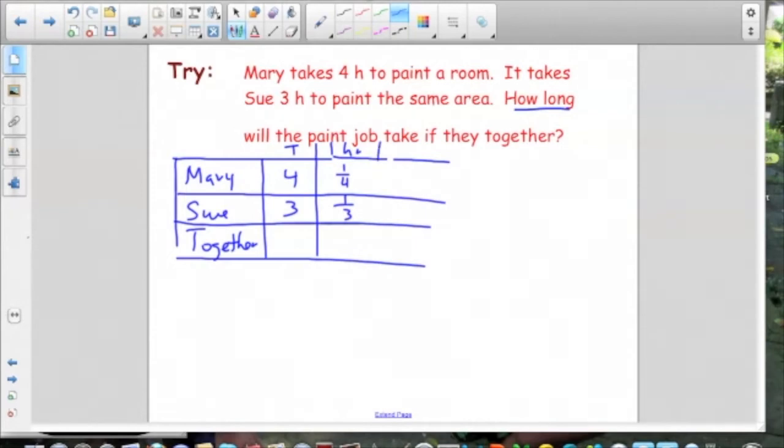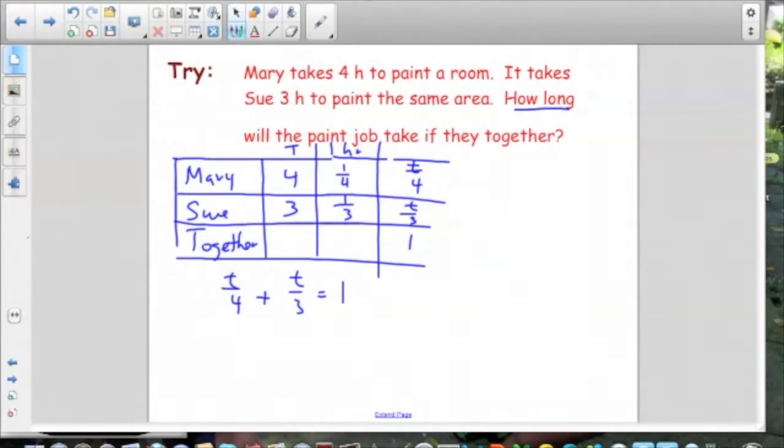All right? Now they're going to be working in time, so this becomes t over 4 and t over 3, and they're painting the one room. So that's how you set it up. So now they're working together, so it's t over 4 plus t over 3 equals the 1. Find our lowest common denominator, so we know it's 12. Don't forget that term over there.